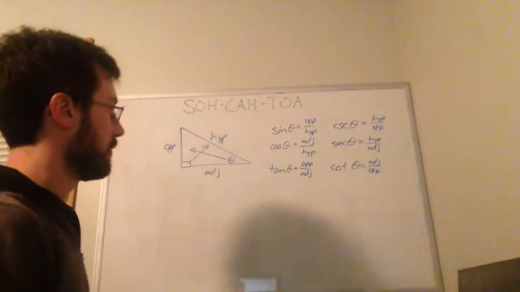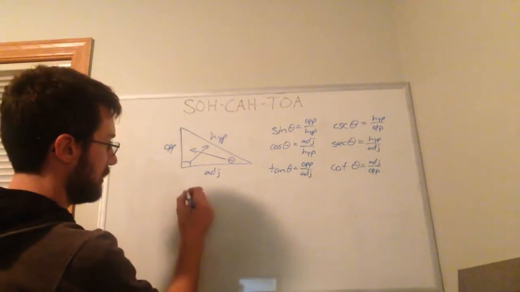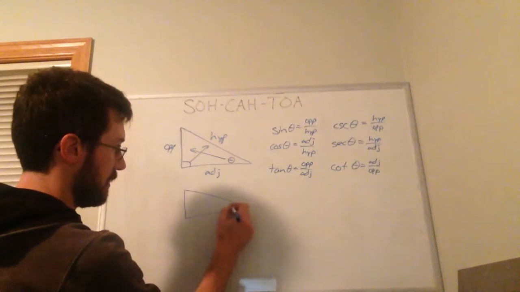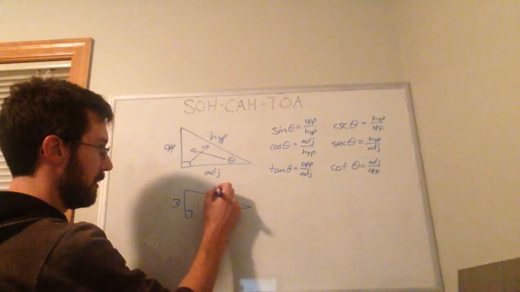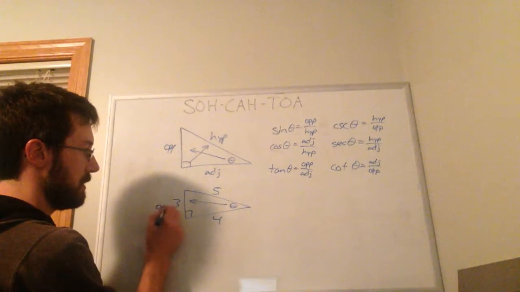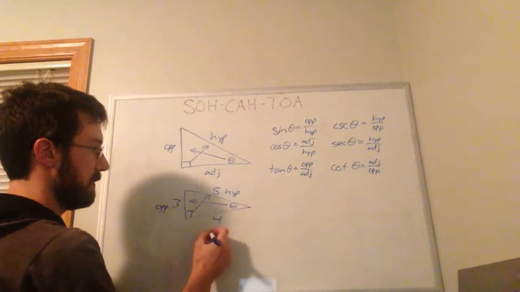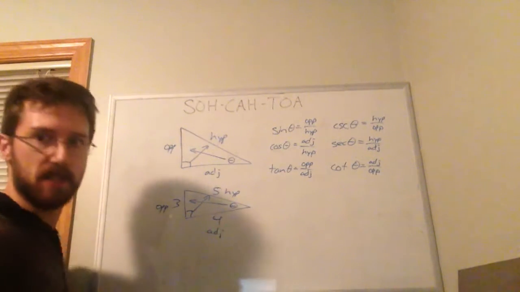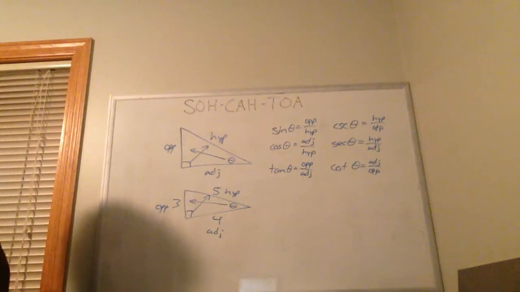Now, an example of where we would use this. Let's say I've got a right triangle here, and my side lengths are 3, 4, and 5. My opposite side is 3, my hypotenuse is 5, and then 4 is my adjacent side. I'll try to get my shadow out of the way so you can see that a little bit better.